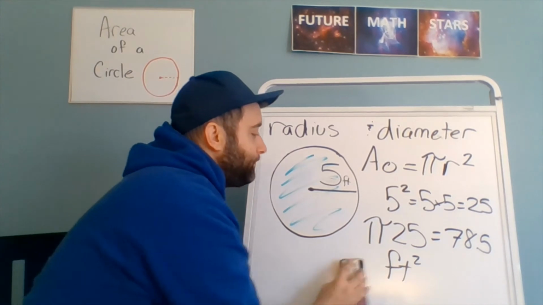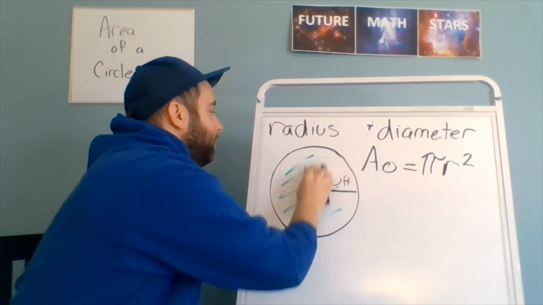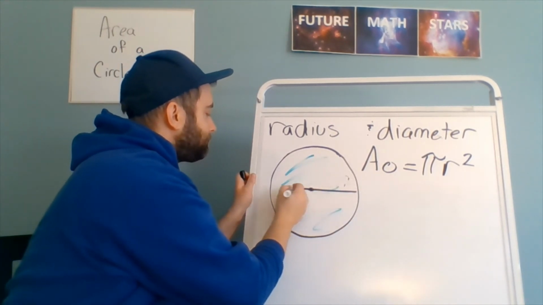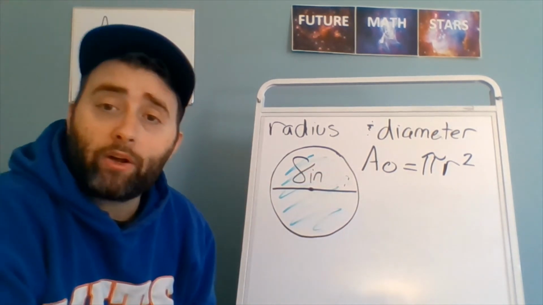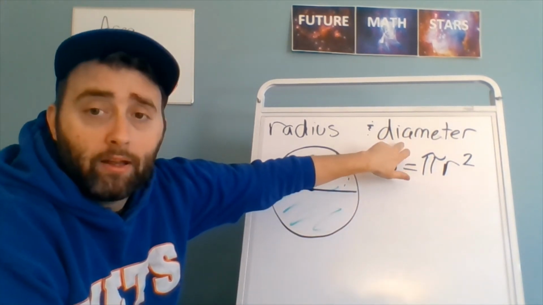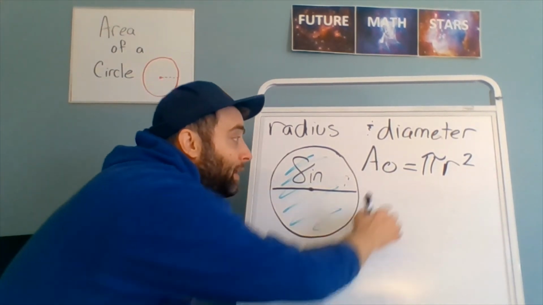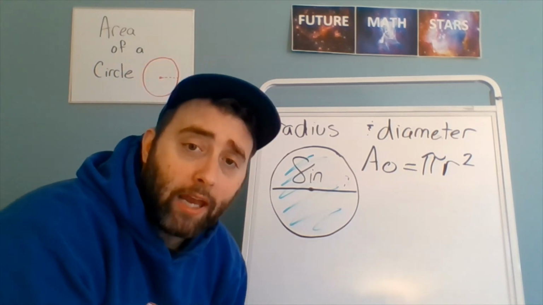I'm going to do one more using a different example. This time, it goes all the way across. So that means I'm now using the diameter. I'm going all the way across. But my formula has not changed. My formula cannot change. For area, the formula doesn't change.